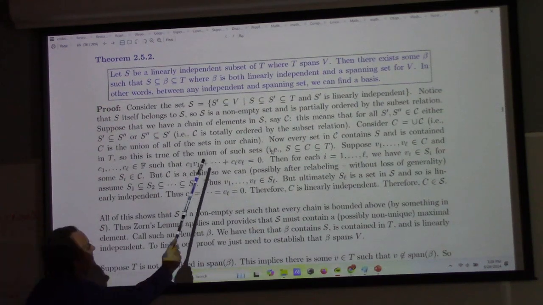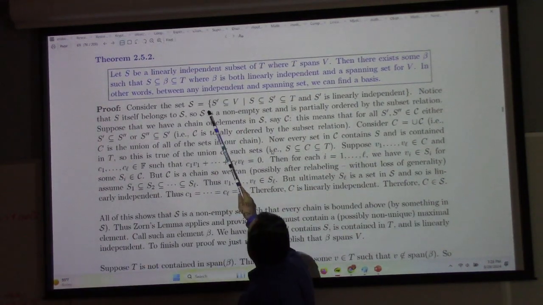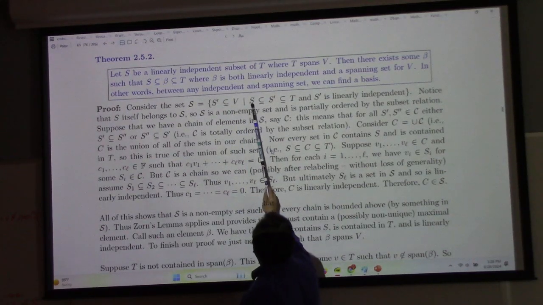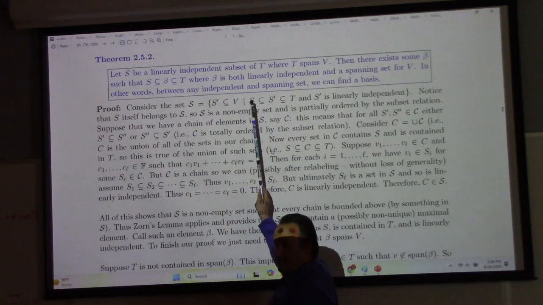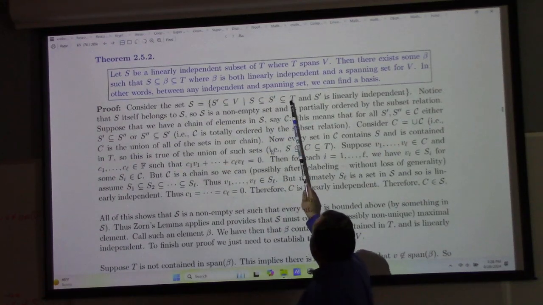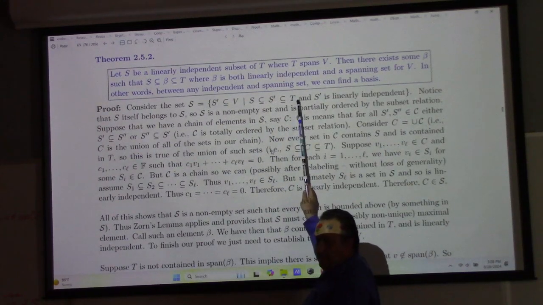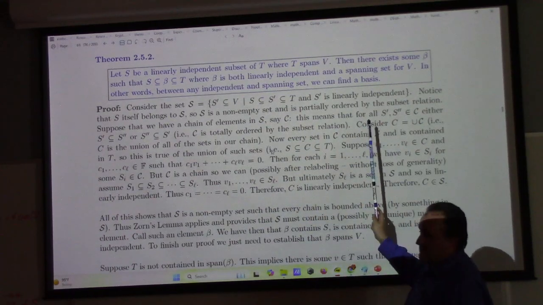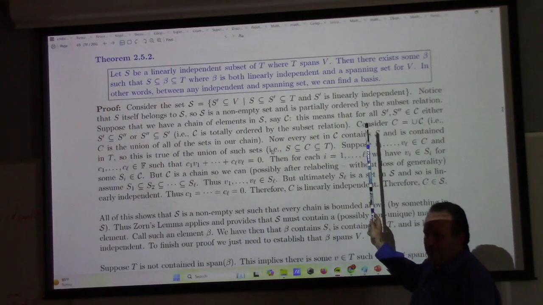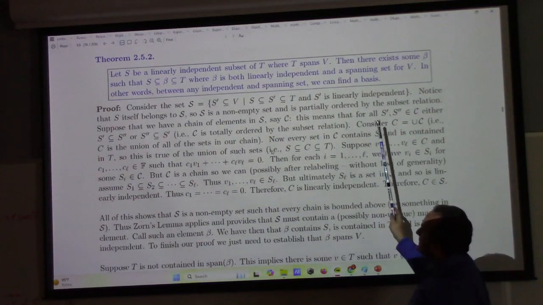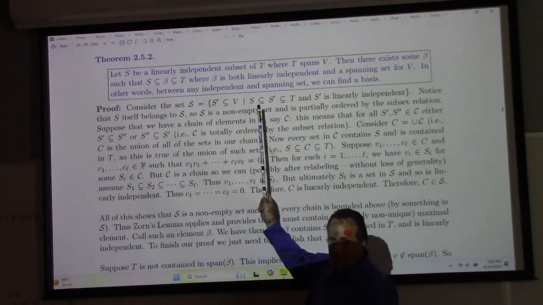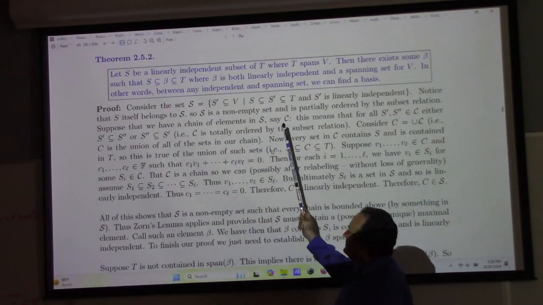So it's the set of all linearly independent sets which are containing S, the given linearly independent set, and they're contained by T, the spanning set. All right? This is a non-empty set. That's the other thing I should have said, a non-empty chain. I forgot that, oh well. It's non-empty because S is in here, right? S is linearly independent, S is a subset of itself, so S is in the set, it's a non-empty set.